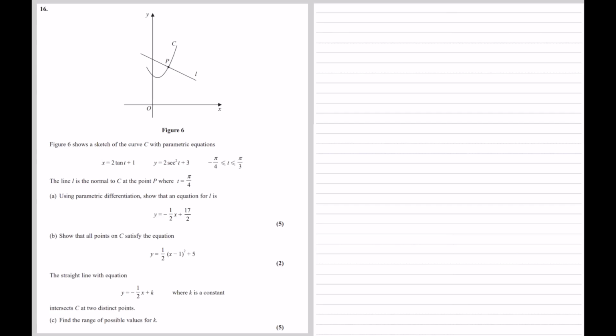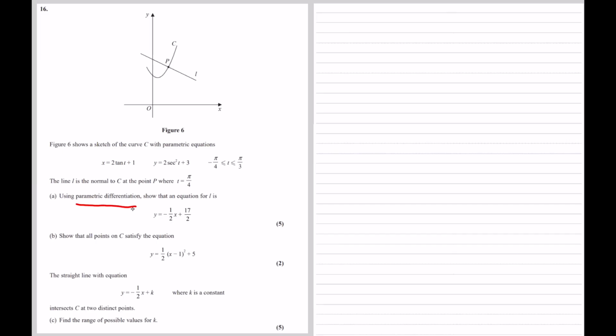Figure 6 shows a sketch of the curve C with parametric equations x equals 2 tan t plus 1 and y equals 2 sec squared t plus 3, for t values between negative pi over 4 and pi over 3. We've got a line L, a normal to C at the point P, where t is pi over 4. Using parametric differentiation, show that an equation for L is y equals negative half x plus 17 over 2.